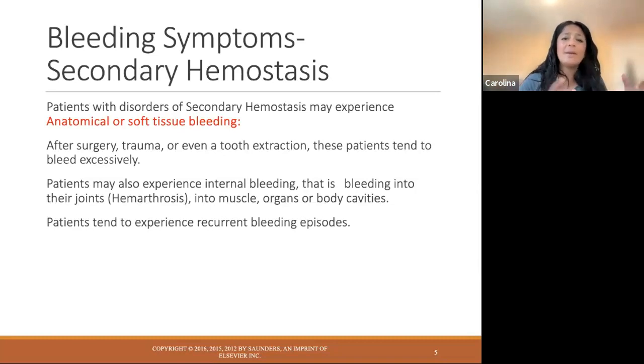And patients tend to experience recurrent bleeding episodes when it's more related to secondary hemostasis. So what's primary and secondary? Well, primary is related to platelets, right? And secondary is more related to the coagulation factors. So any type of factor deficiency, and most of those factor deficiencies are inherited, right? So there's going to be bigger issues, bigger symptoms to deal with.